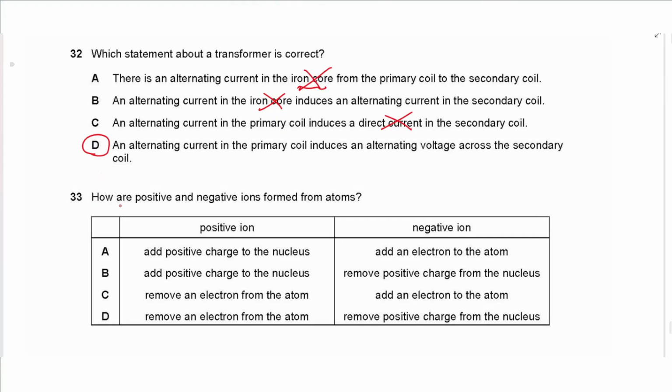Question 33 says how are positive and negative ions formed from atoms? So for a positive ion, we need to remove electrons. So not adding positive or removing positive. We need to move electrons. So for positive, we remove an electron. For negative, we add an electron. So the answer is C.